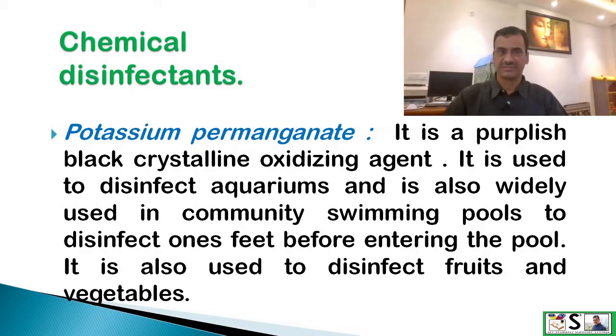Potassium permanganate. It is a purplish black crystalline oxidizing agent. It is used to disinfect aquariums and also widely used in community swimming pools to disinfect one's feet before entering the swimming pool. It is also used to disinfect fruits and vegetables.